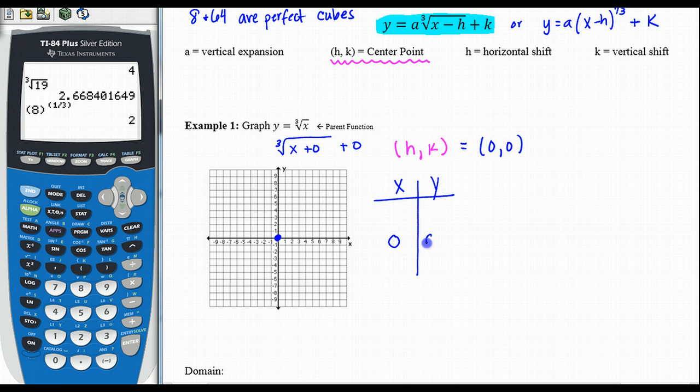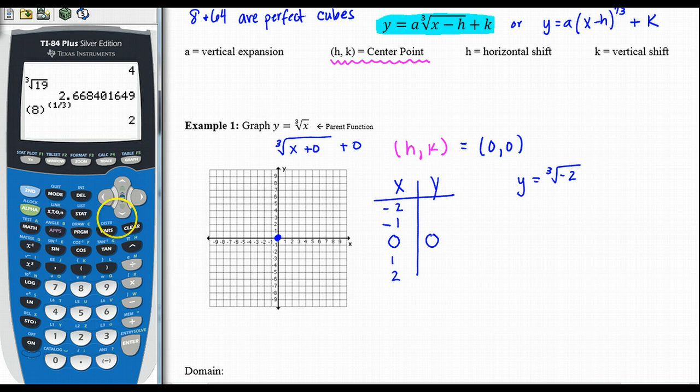So 0, 0 is my center point, which means I need some points on top and on the bottom. So like -1, -2, or 1 and 2. Let's see if these work. So if I put in -2, so if I say, okay, y equals the cube root of -2, well, what happens? So I'm going to go over to my calculator, math 4, and I'm going to take the cube root of -2.